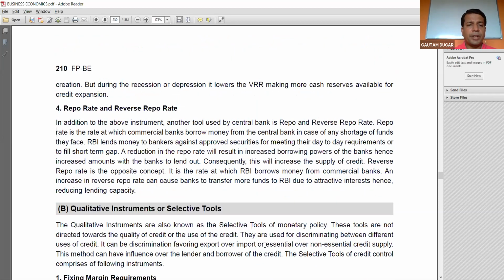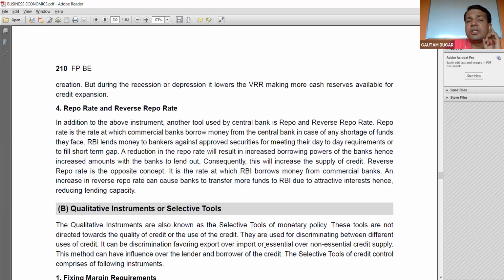Reverse repo and the repo rate. Basically, repo rate is the rate at which the commercial banks borrow money from the central bank in case there is any shortage. And reverse repo is the reverse. When RBI borrows money from the commercial banks, the rate of interest which RBI pays to the commercial banks is the reverse repo rate. In case of shortage of funds, if a commercial bank is borrowing from the RBI, the rate of interest charged is the repo rate, and reverse repo rate is when RBI is borrowing from the commercial banks.